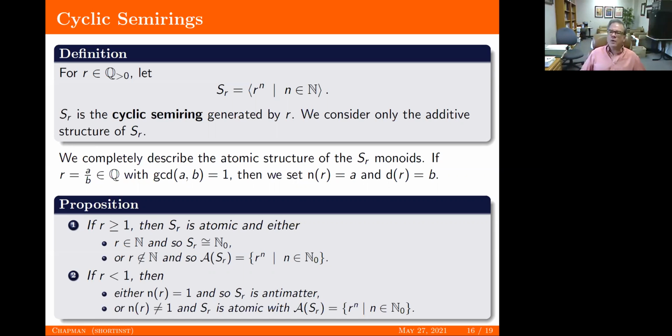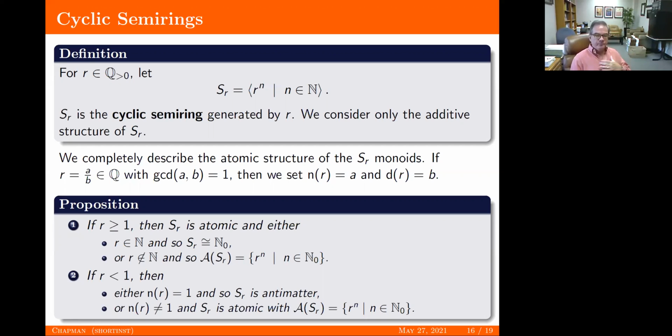And we can completely describe the atomic structure of these cyclic semirings. If I write r as a over b with a and b relatively prime, I'm going to let N(r) be the numerator and D(r) be the denominator. First of all, if you pick an r which is greater than or equal to 1, then S(r) is atomic. Obviously, it's not going to have 0 as a limit point. And if r is a natural number, then S(r) is going to be isomorphic to the natural numbers. And if r is not a natural number, then the atoms just turn out to be the powers that generate it.